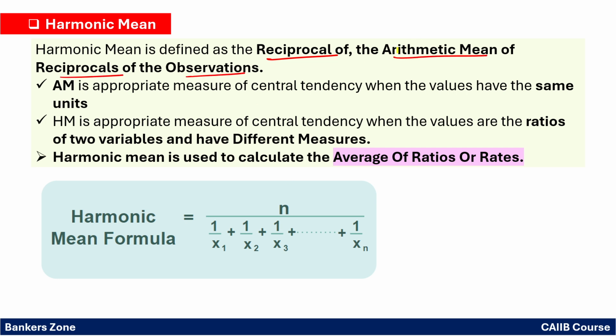So it is simply the arithmetic mean of the reciprocal of the observations. So once you take the reciprocal here, right? For example, what do you mean by reciprocal? Arithmetic mean of reciprocal. So 1 upon x1 plus 1 upon x2 plus 1 upon x3. This is the sum of reciprocals, right?